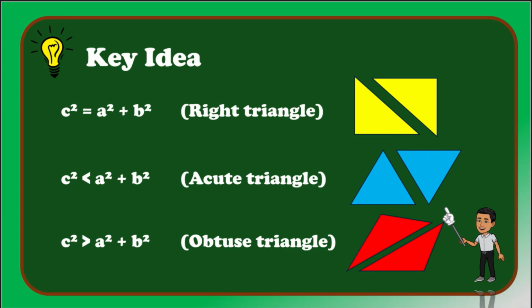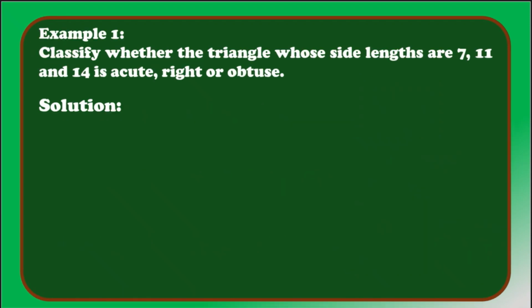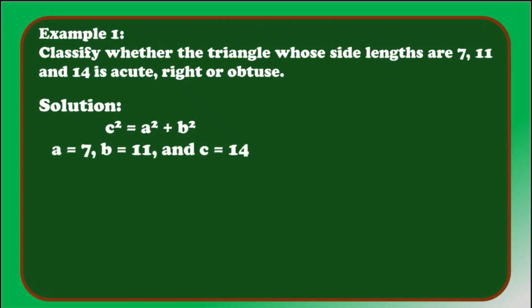Without further ado, let's proceed to example number 1. Classify whether the triangle whose side lengths are 7, 11, and 14 as acute, right, or obtuse. Let's proceed to the solution. We have C squared equals A squared plus B squared as our default equation. Let's obtain the following givens where A is equal to 7, B equals 11, and C equals 14. Let's substitute the following givens to the equation.